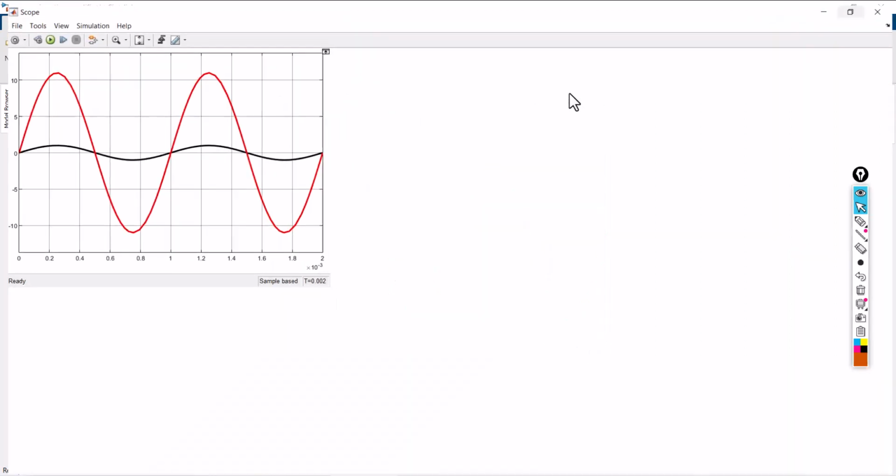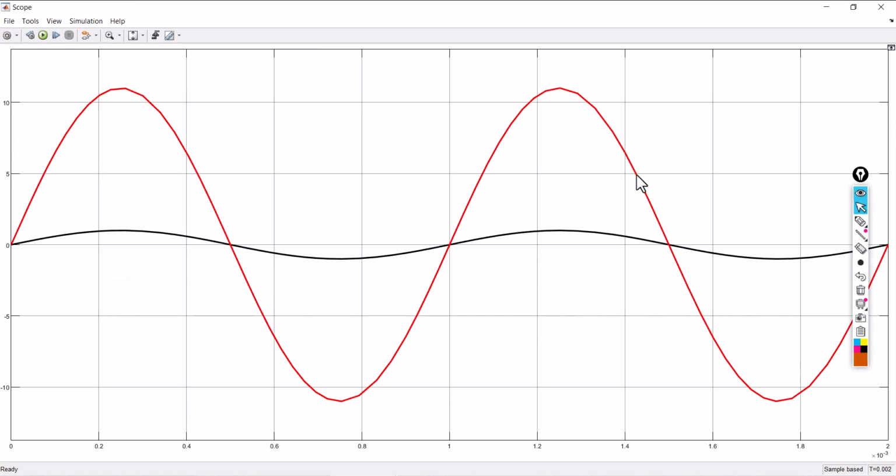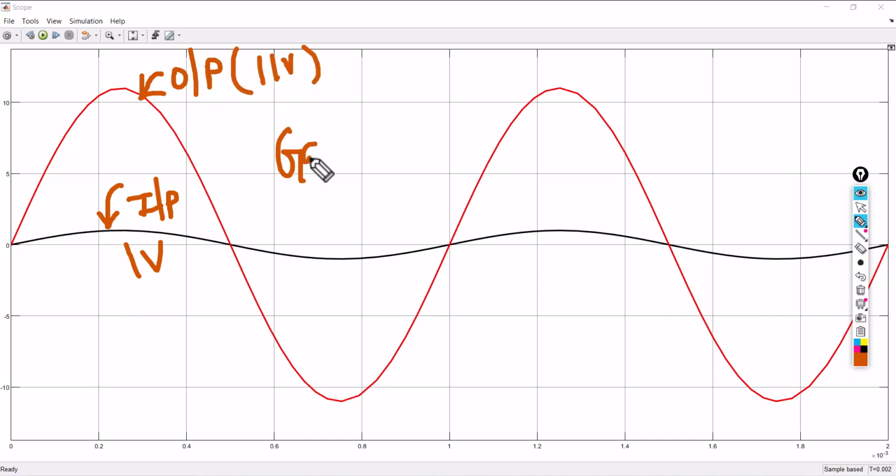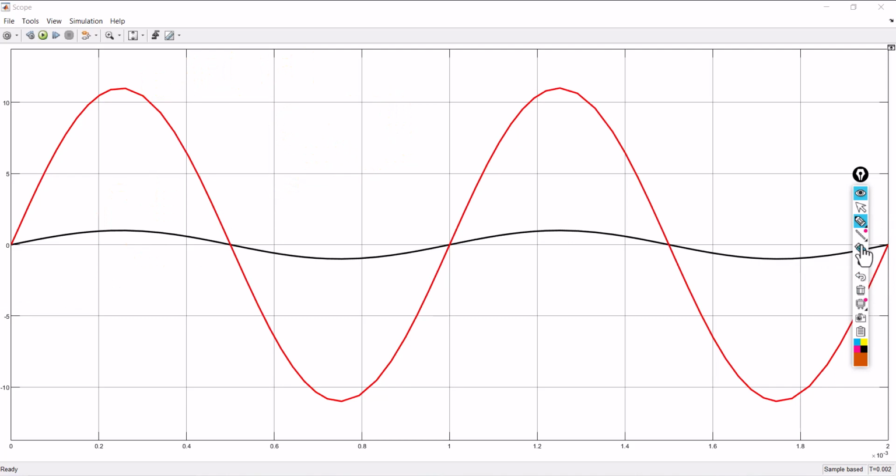If you look at this, it's a non-inverting amplifier, right? This one is your input voltage. It's 1 volt. And this one is your output voltage. It's coming around 11 volts because my gain is 11. So this is the way the non-inverting amplifier works.